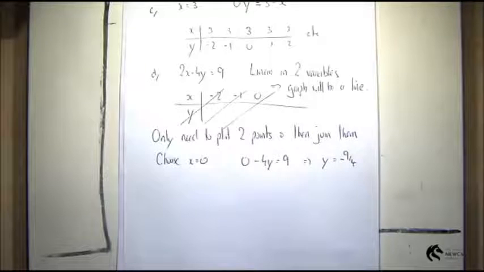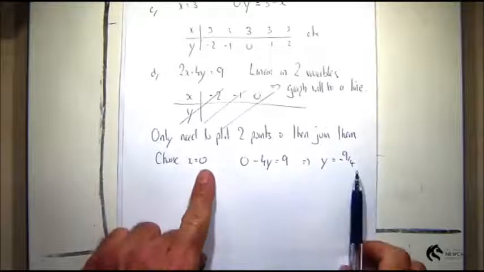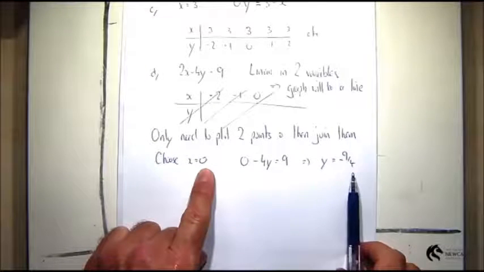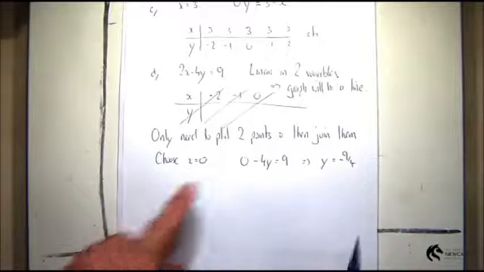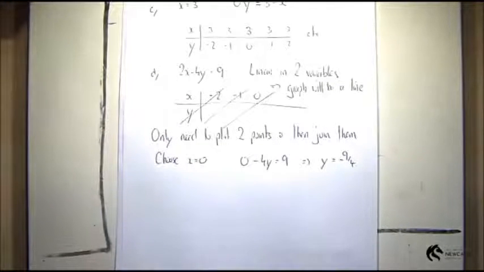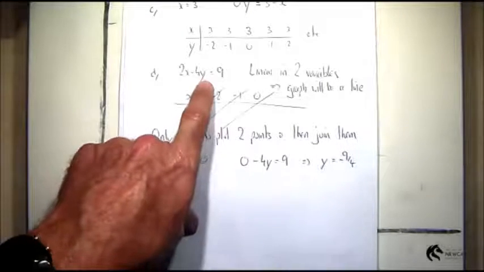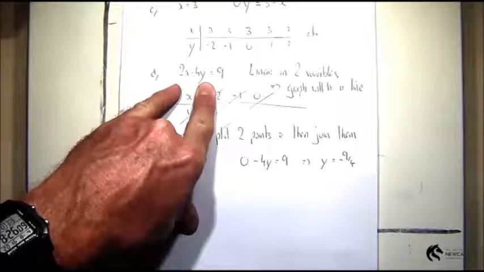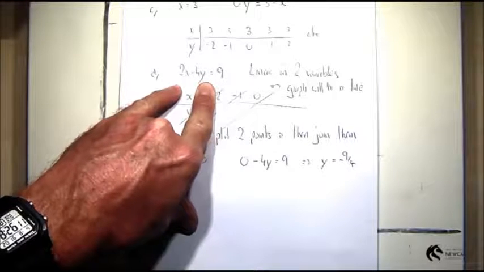So there's one point on the line: 0, minus 9 on 4. Now look, I can choose another value for x. It doesn't matter what I choose, x equal to 1, x equal to 2, or whatever. But again, I'm not very good at arithmetic, so to make my life easier, I'm actually going to choose the value for y and work out the value for x instead, just because it's easy to do.